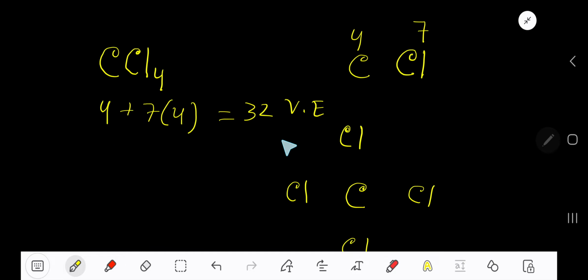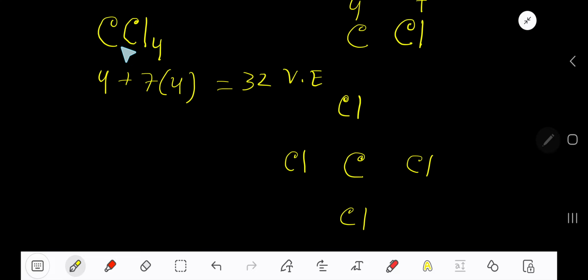These 32 valence electrons have two tasks at the same time. The first task is to connect these 5 atoms together, and the second task is to satisfy the octet for each atom. For connecting, just place 2 dots for each connection. So we have used 2, 4, 6, 8 valence electrons just for connection.